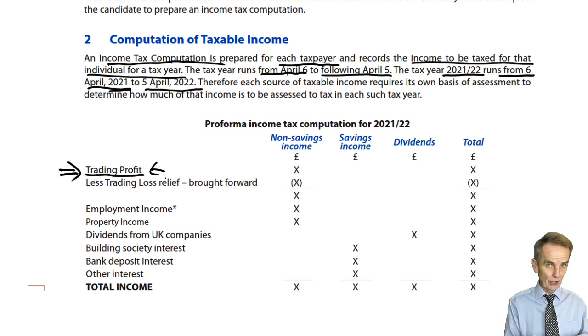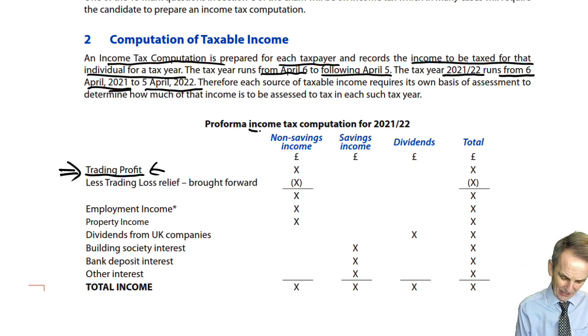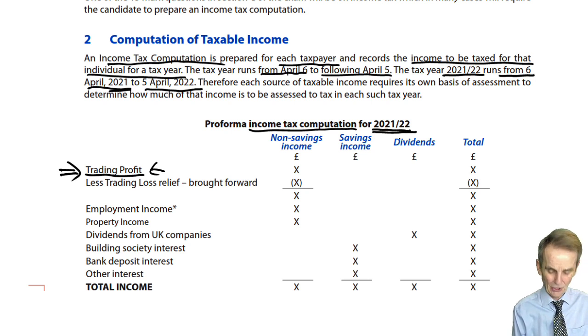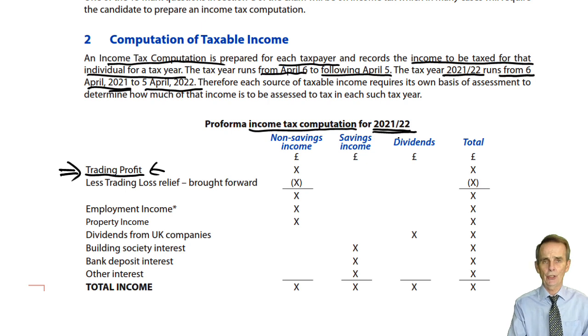Now that gives us and solves that one problem there. What's the trading profit to feature on the computation? But then there was that second problem. How do we know which accounting period, which particular year end's profit, as adjusted for taxation purposes, should appear here in this income tax computation for this particular tax year? Now is not the time to try to answer that question.